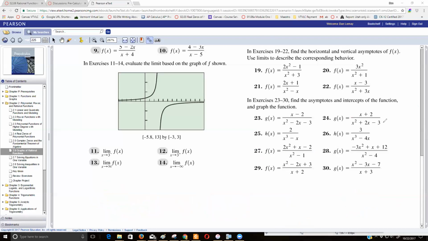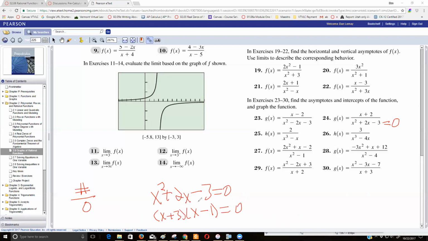So for number 24. We want to set the denominator equal to 0 because a number divided by 0 is undefined, and that tells me there's going to be a vertical asymptote. So what you do is you do x squared plus 2x minus 3, and you write equal to 0. And then you try to factor it, because factoring is certainly the easiest way to solve a quadratic equation, in my opinion. It certainly will help you out if you take AP Calculus.